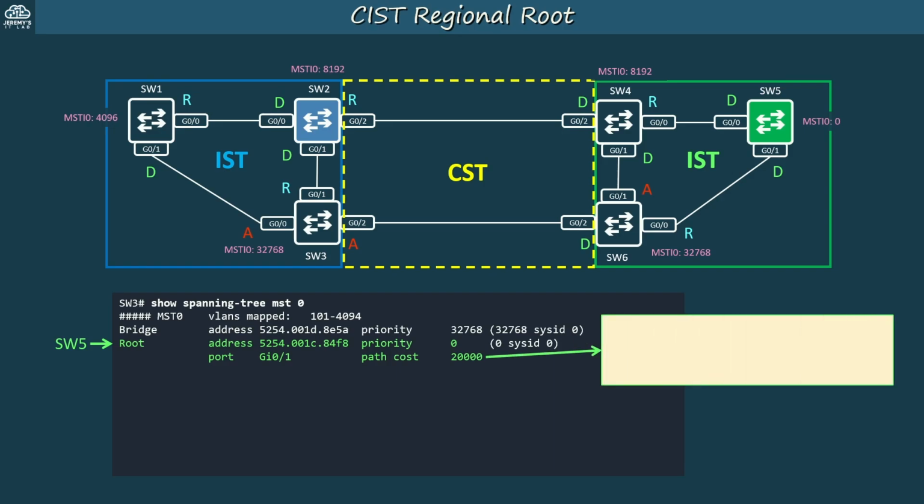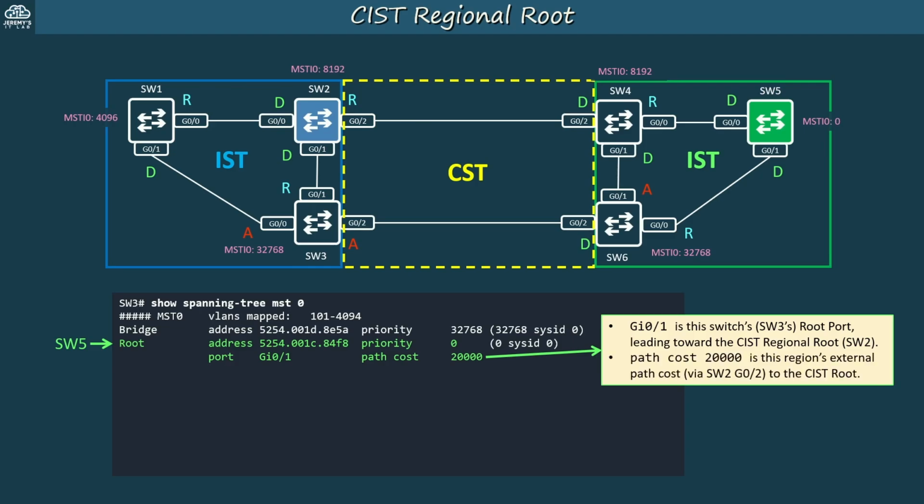Let me point out the port and path cost values shown here. G01 is this switch's, switch 3's, root port, leading toward the CIST regional route, switch 2. As the diagram above shows, G01 is indeed switch 3's root port. And path cost 20,000 is this region's external path cost, via switch 2 G02 to the CIST route. So although this output is on switch 3, this path cost is switch 2's external path cost.